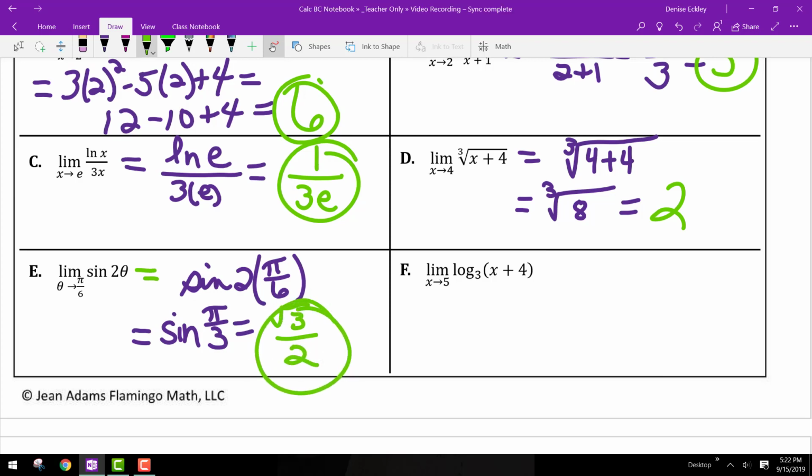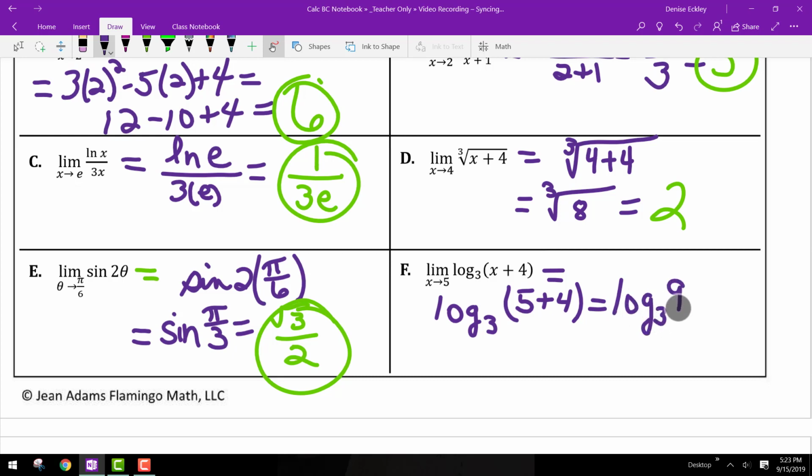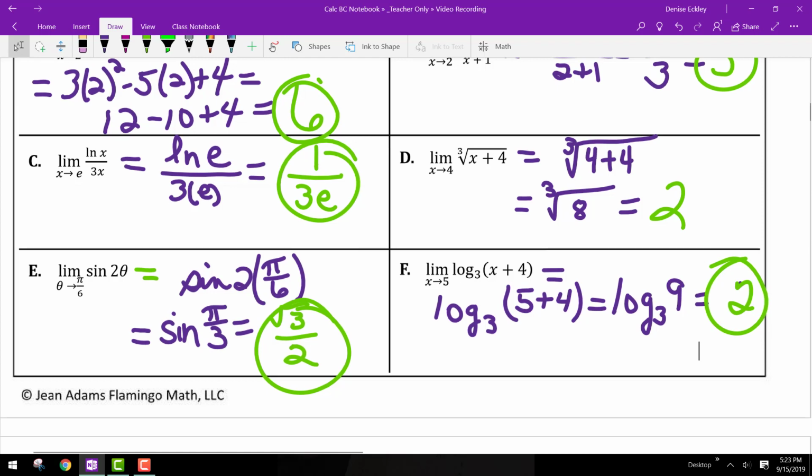And then finally, we're doing log base 3 of x plus 4, and we're going to do direct substitution. We are going to have log base 3 of 5 plus 4, because we want to find the limit as x approaches 5. So we're going to have log base 3 of 9, and that is, of course, the value 2. So that's how direct substitution works.